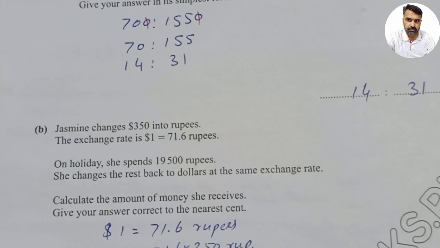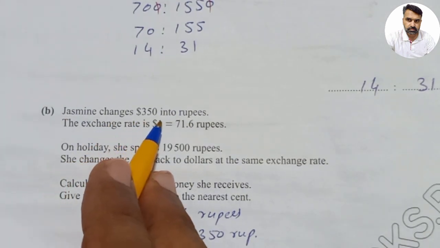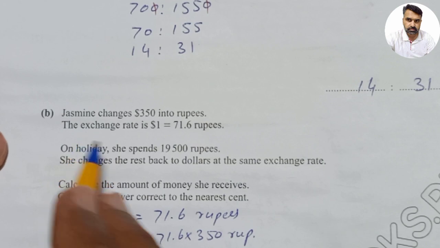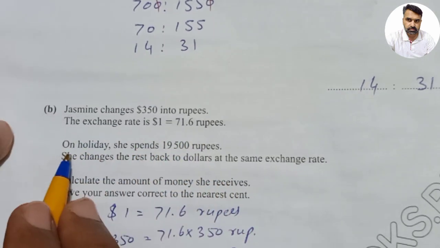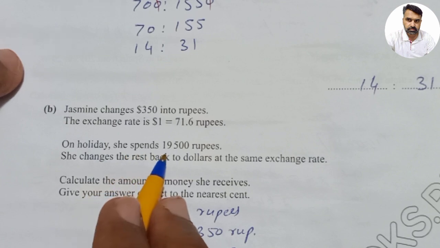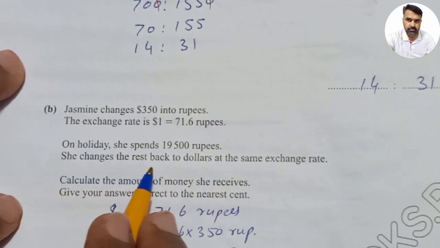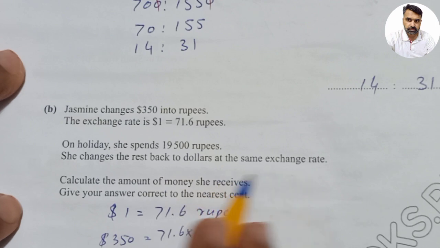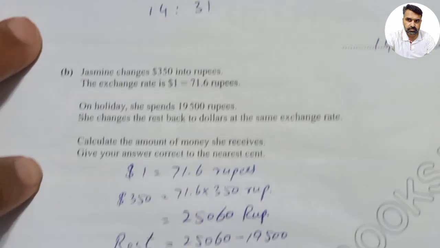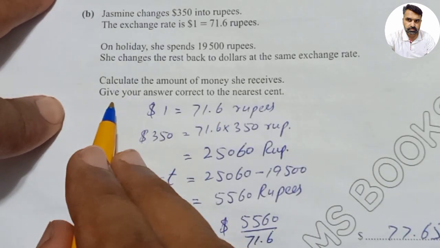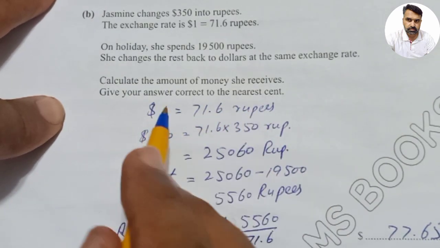B part. Jasmine changed $350 into rupees. The exchange rate is $1 equal to 71.6 rupees. On holiday, she spent 19,500 rupees. She changed the rest back to dollars at the same exchange rate. Calculate the amount of money she receives. So students, give your answer correct to the nearest cent.